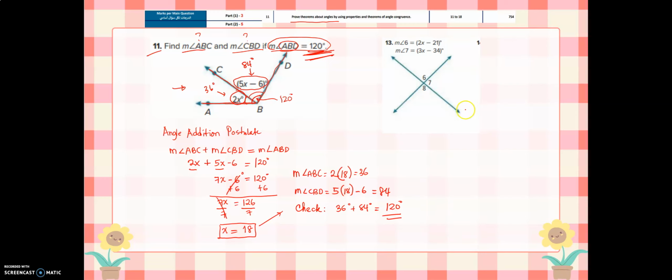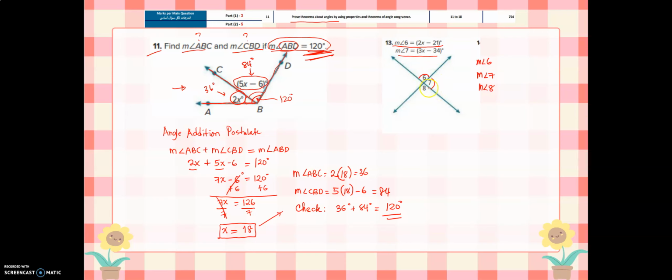Now let's try to work on question number 13. Basically for number 13, we are just asked to find the measure of angle 6, the measure of angle 7, and the measure of angle 8. So let us first know what all the given information are. Here we are given the measure of angle 6, which is 2x minus 21. And the measure of angle 7 would be 3x minus 34.